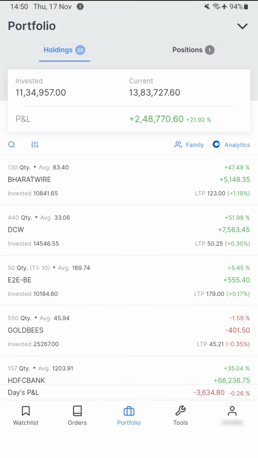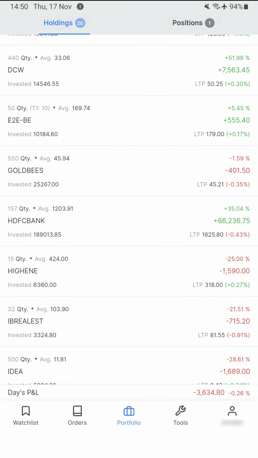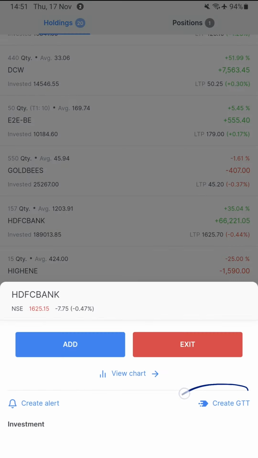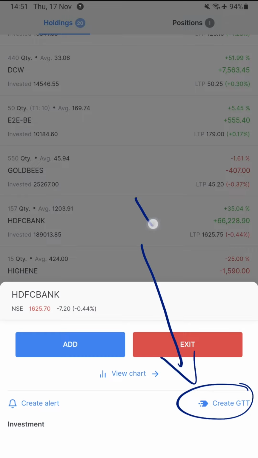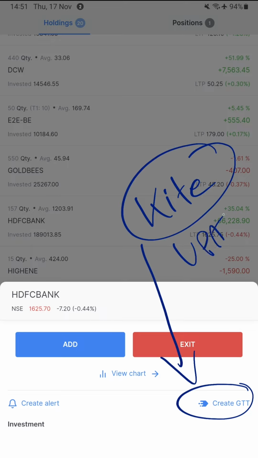Now, I promised you the second way where you can set it for long term. So I will select HDFC Bank over here. I'm going to select an option called Create GTT. Now, a lot of you tell me that you do not see this option called Create GTT. And for that, I want to tell you, take this Kite app and update it in your Play Store or App Store, and this option will show up. If you are not on the latest version, at times this does not show up.